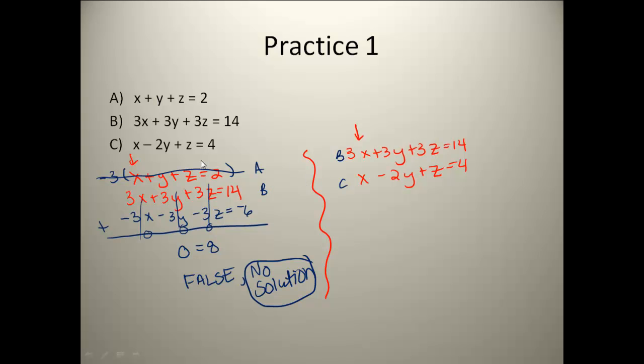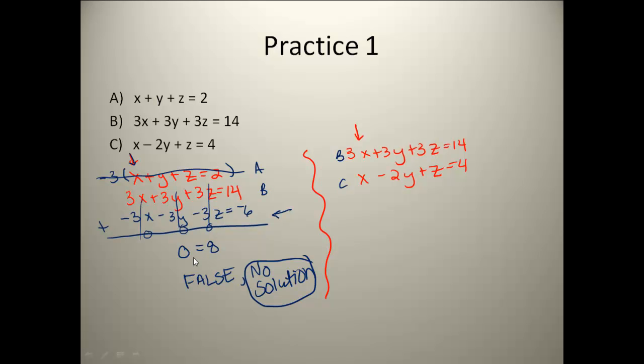Then I went back to my first one and I multiplied A by negative 3 because I'm getting rid of the x variable, and I needed to have the same number but the opposite sign. So when I multiplied that out, I got this equation here, negative 3x minus 3y minus 3z equals negative 6. Now when I added those two equations, a unique thing happened here. My x's were eliminated, my y's were also eliminated, and my z's were eliminated. So I ended up with 0 equals 8.